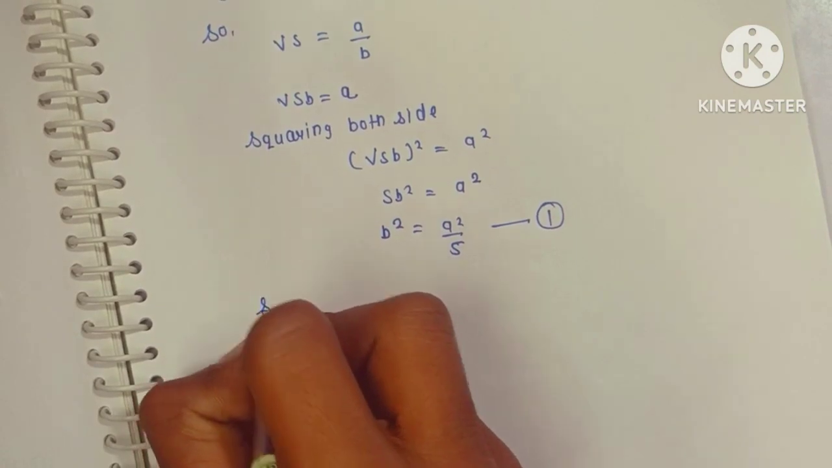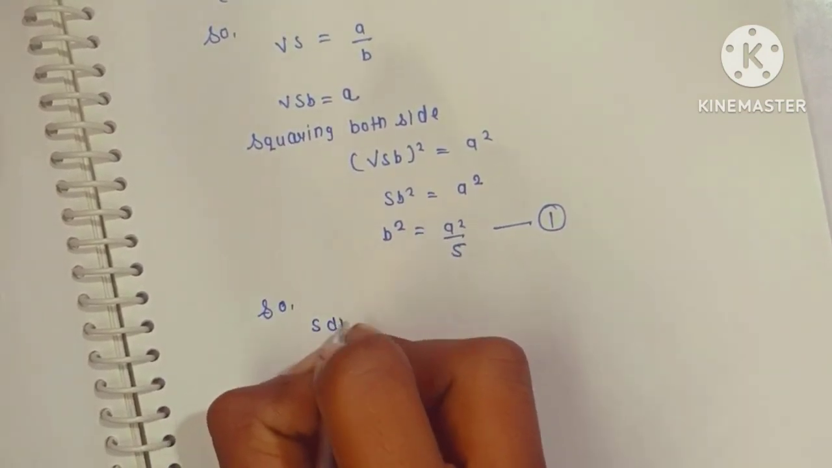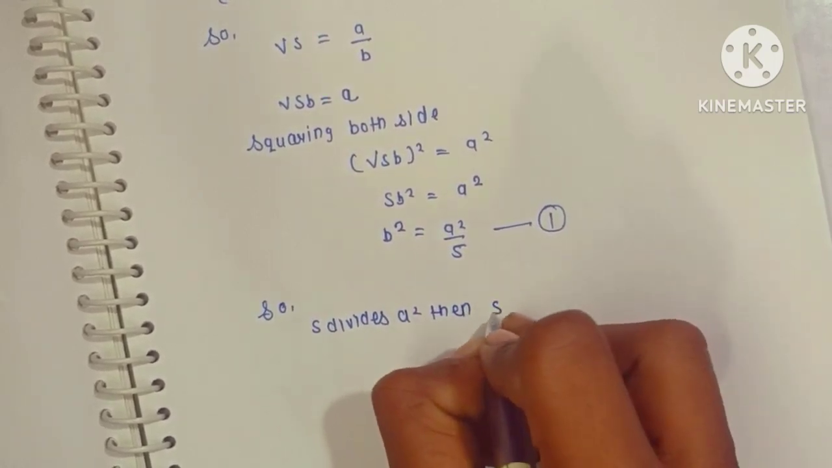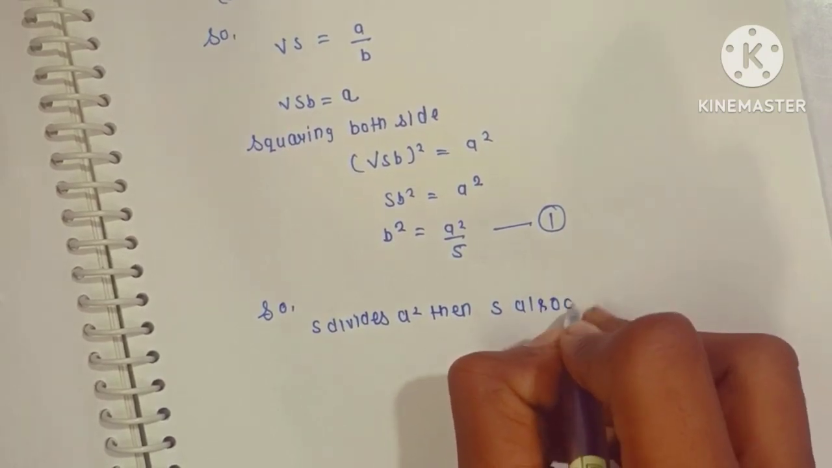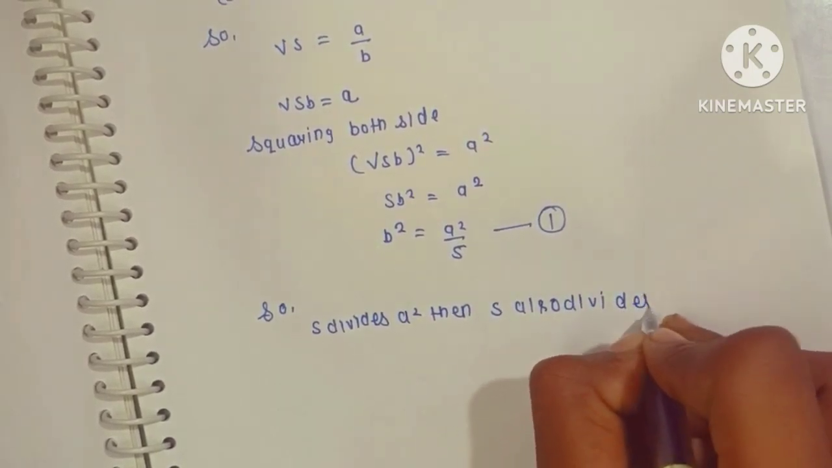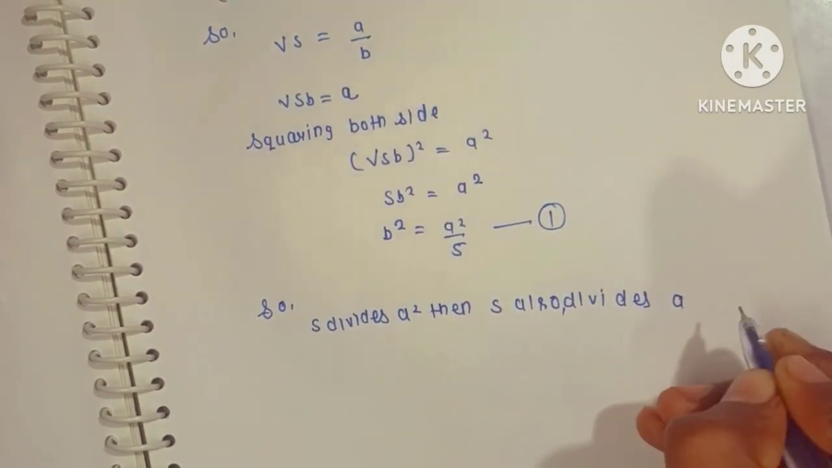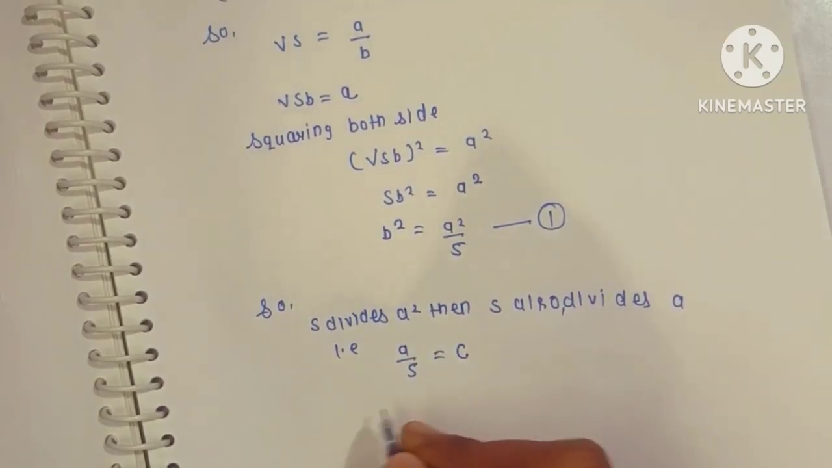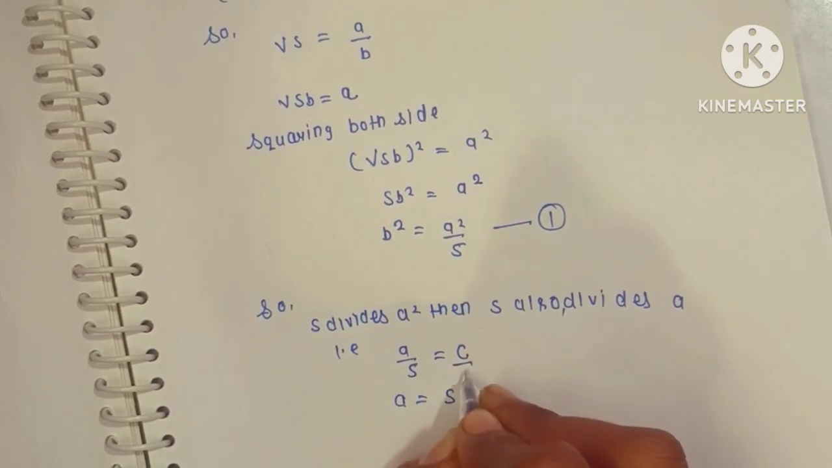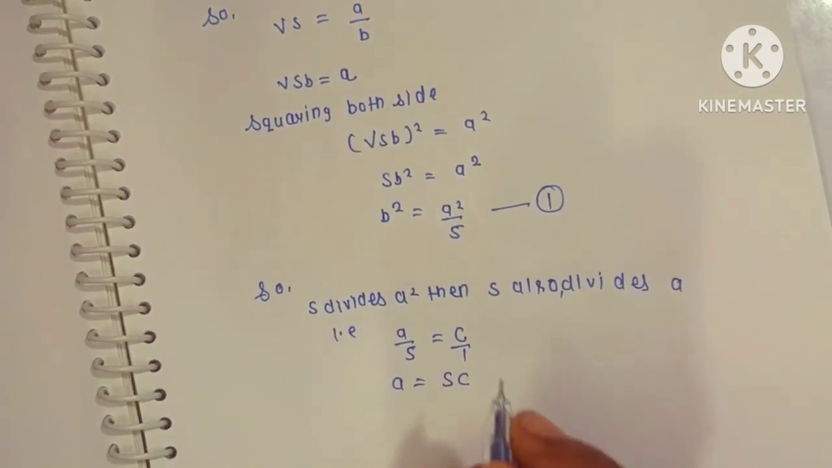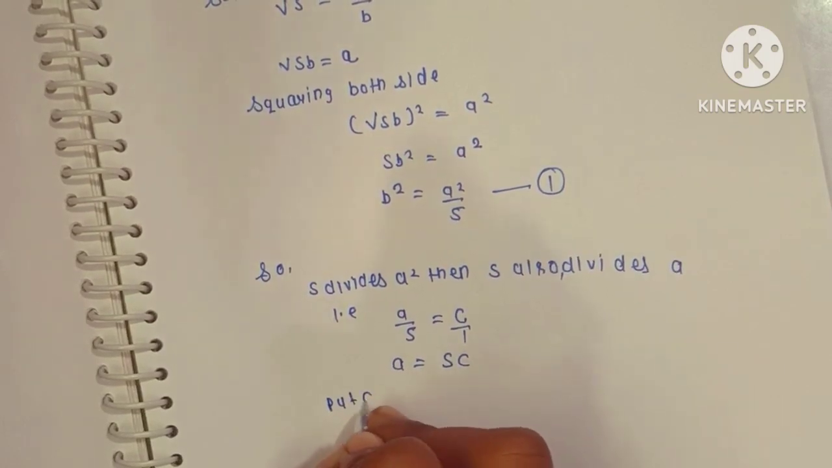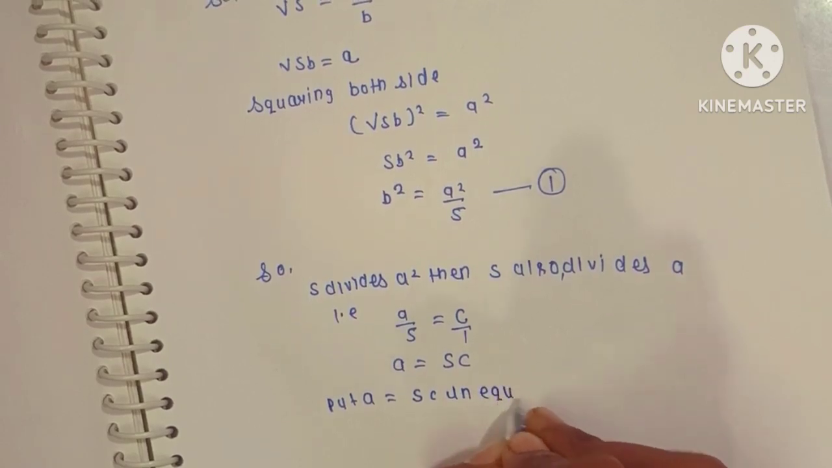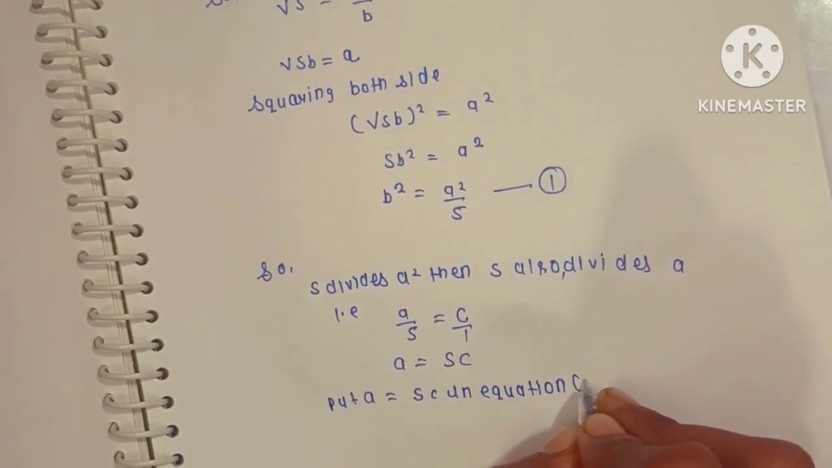So 5 divides a square, then 5 also divides a. It means a upon 5 is equal to c, so a is equal to 5c. Put a is equal to 5c in equation number 1.